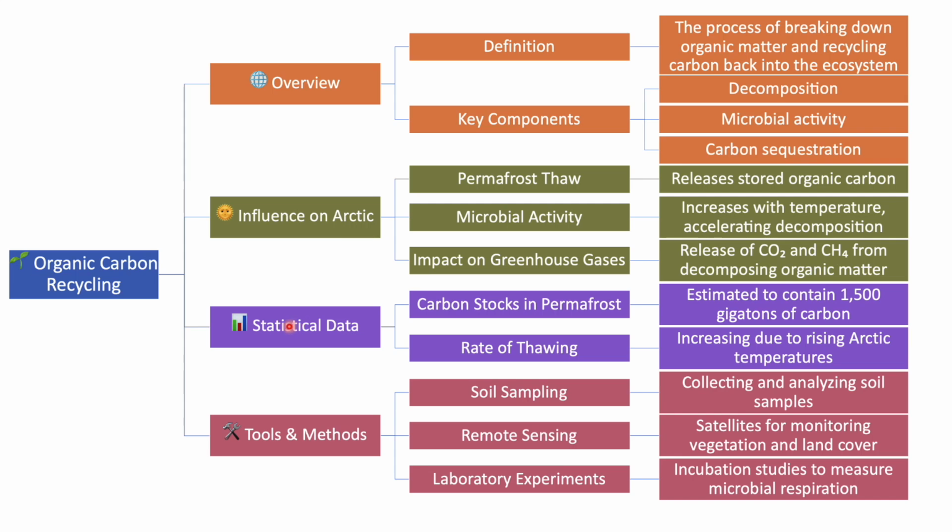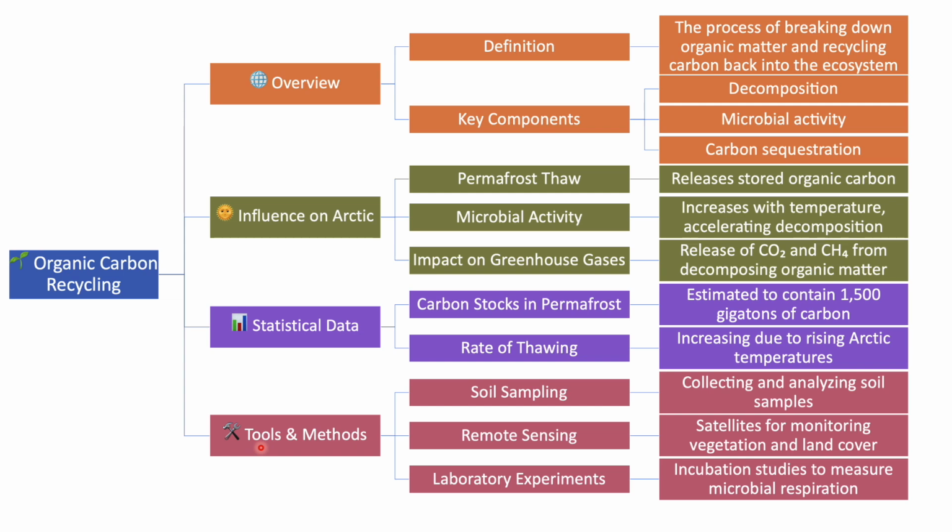So how do we know all these things are happening? We can look at the statistical data. The carbon stock in the permafrost is approximately 1,500 gigatons of carbon. And what is the rate of thawing? That is increasing due to the rising Arctic temperature. We had seen about Arctic amplification. The Arctic amplification is happening due to climate change. That means the temperature increase leads to more and more thaw of the permafrost.